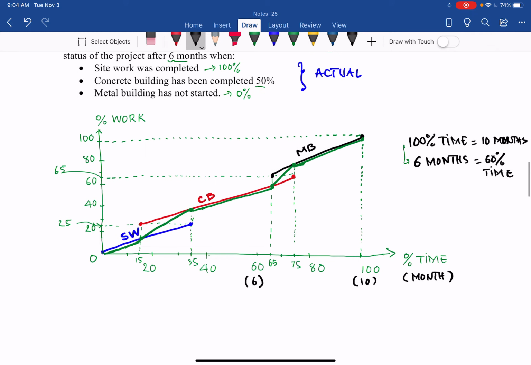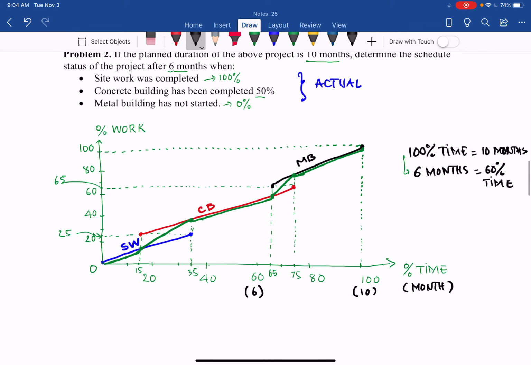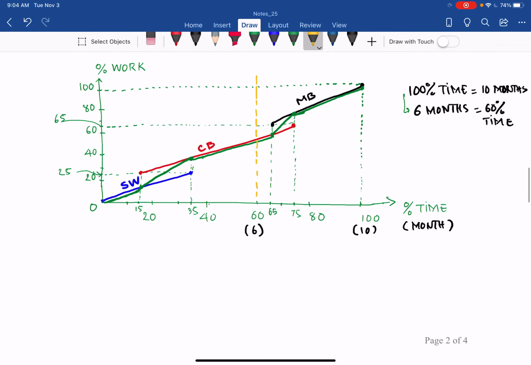Then the status after 6 months complete for this project, so we can draw a line, the current date that we want to update, that is the yellow line you have. So from that, we want to determine what is the planned completion for this project and what is the actual completion for this project. So let's work on the planned completion.